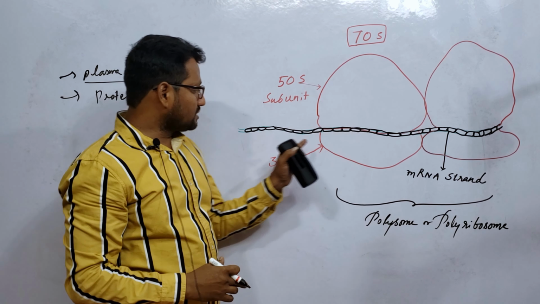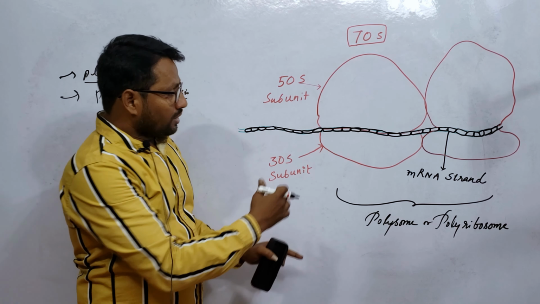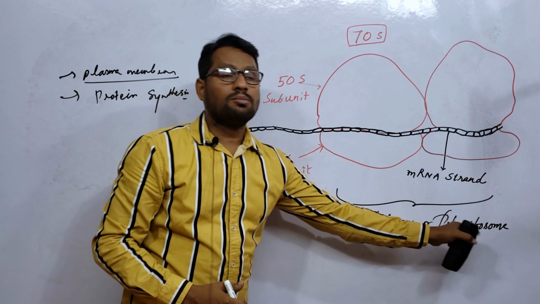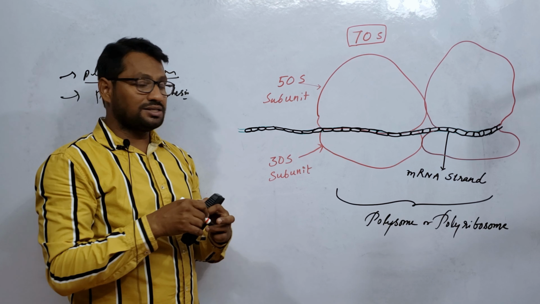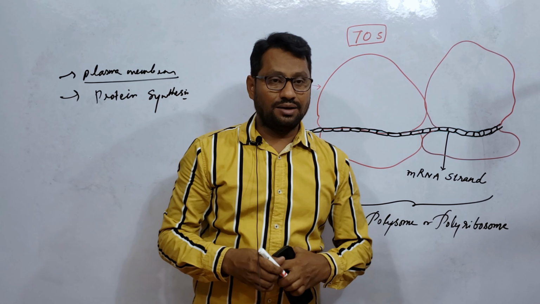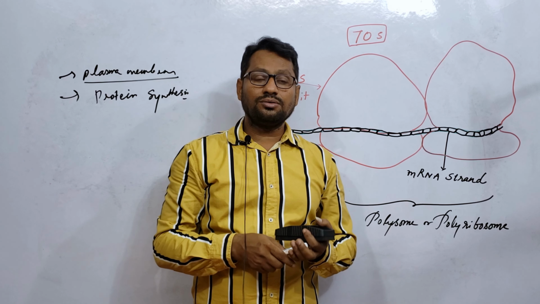In the image here, you can see the mRNA, on which ribosomes are present. So, ribosomes along with mRNA are called polysome or polyribosome. So, this is how protein synthesis occurs in the prokaryotic cell. Ribosomes translate mRNA into protein.